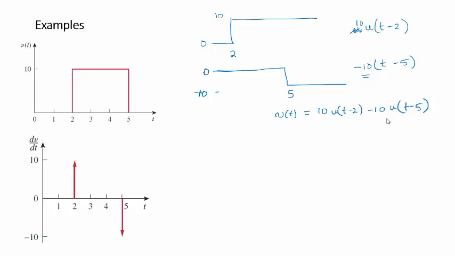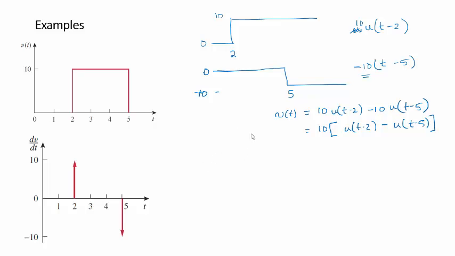So anyhow, you can add those two up. Now there's nothing I can do with these two step functions that are at different points in time. The only simplification I can do from here is say 10 times u at t minus 2 minus u at t minus 5. That's the only simplification that I can do.